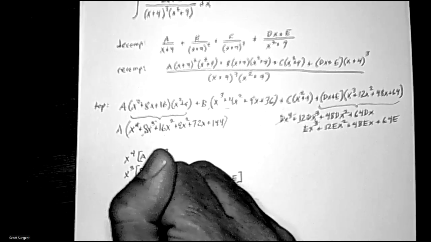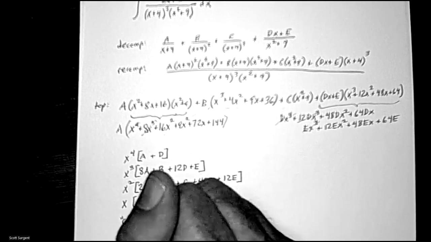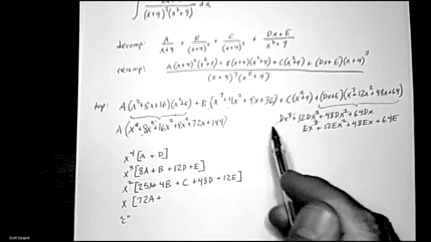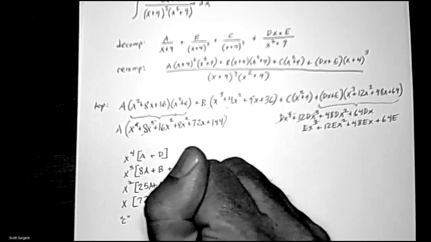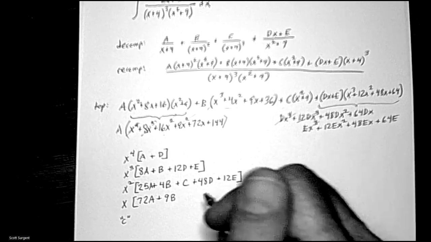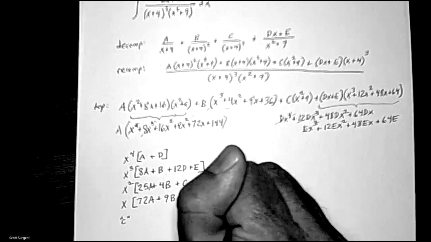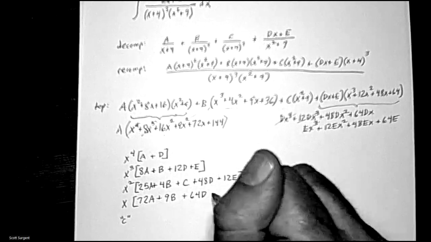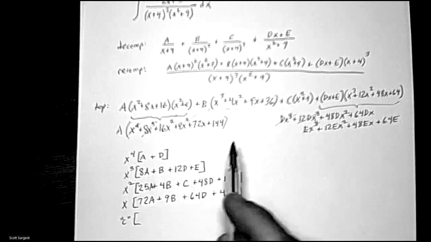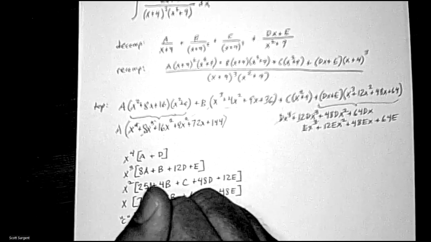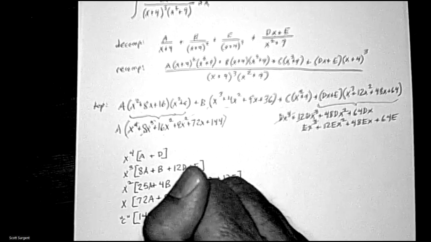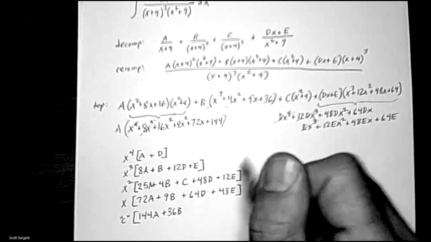For the x's, we're going to get rid of these. I have 72A. I should have an A there. A 9B, 64D, and a 48E. And for the constants, I have a 144A, a 36B, a 9C.